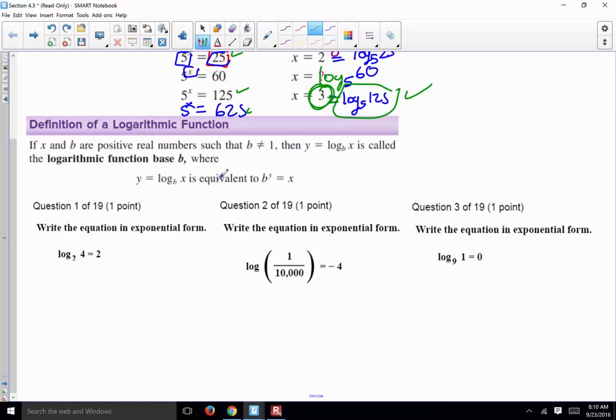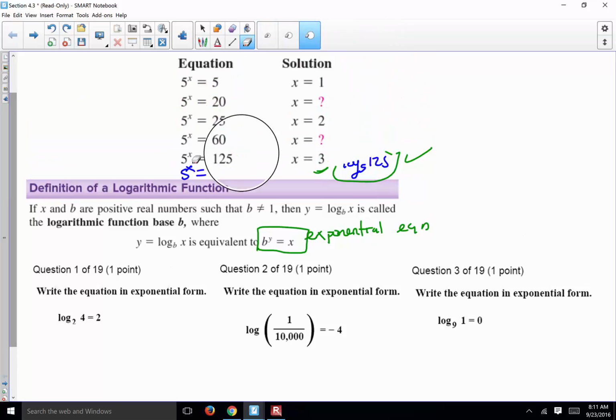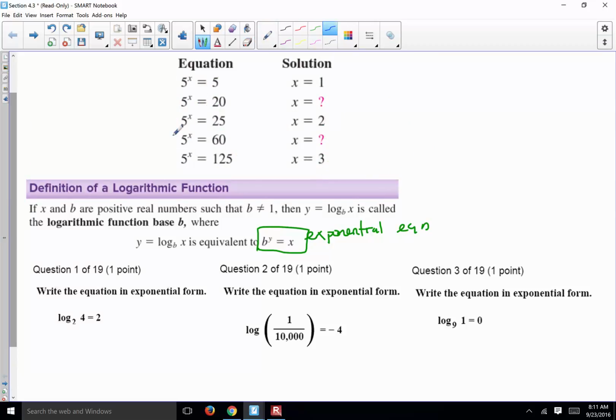Log notation is nothing but a rewritten, reformulated way of turning exponential equations. Look, I had a thing like this here, right? Exactly. I have an exponential equation like this. I just turned it into log notation. I'll call this x equals log base 5 of 20. Okay? So don't be fooled by the letters.